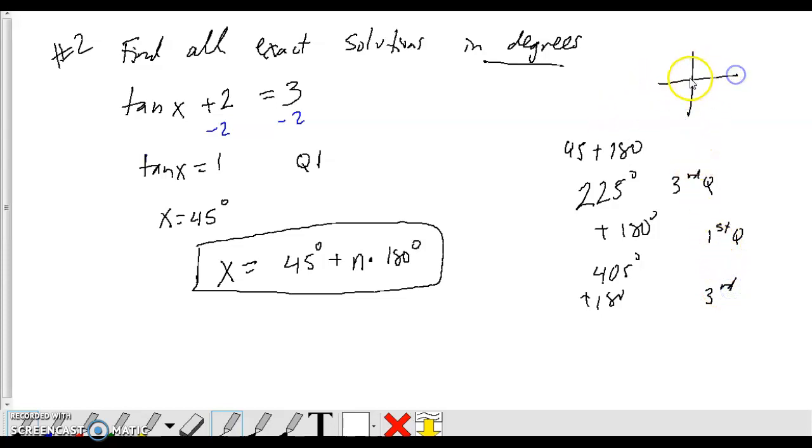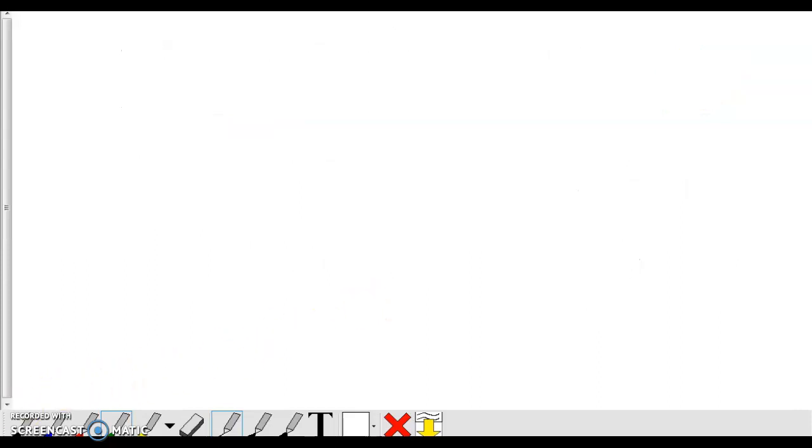So again, here's my 45 degrees. There's my first period. My second period kind of rounds it off in here. So I'm just going to keep adding 180, 180, and keep going around and around in a circle. Again, we want to check our solutions.